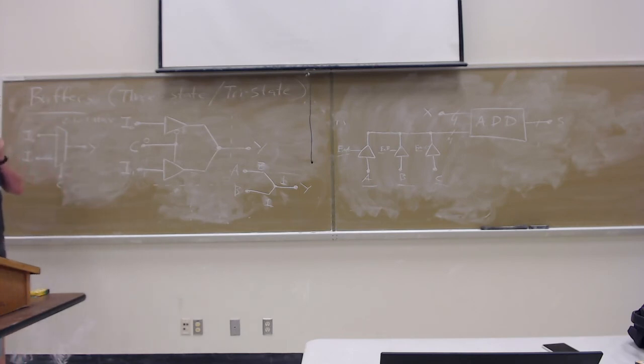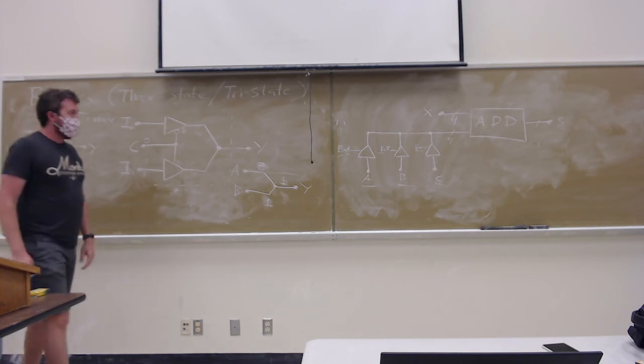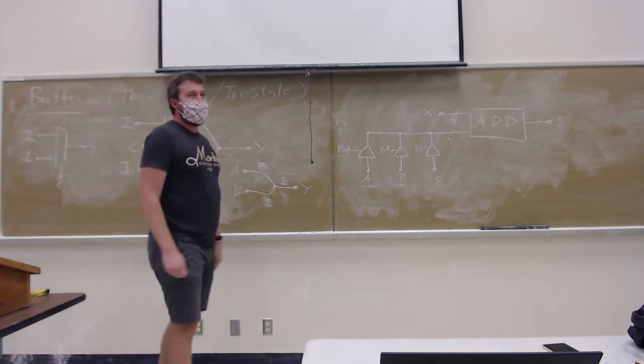What's that say on the left side of the buffers? E in A, just enable A, enable B, enable C.